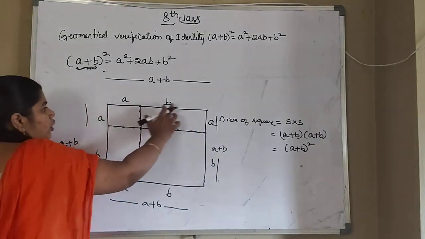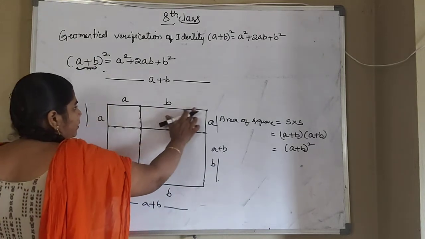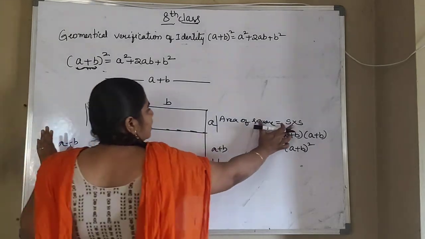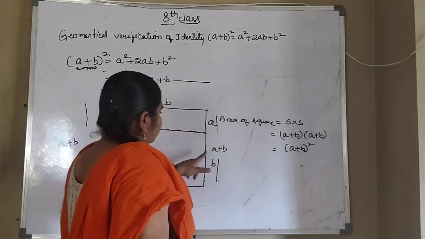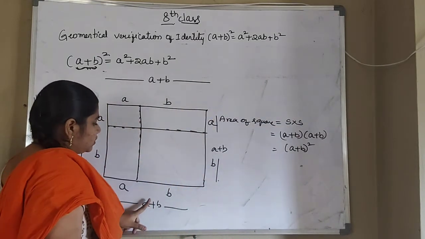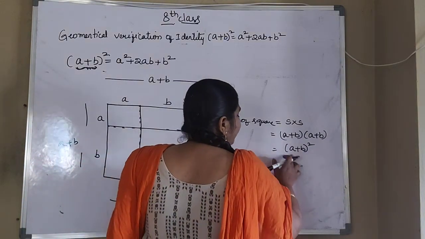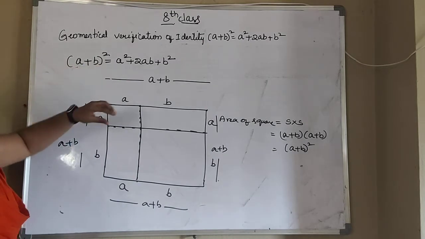So what is the area of this square? I am not talking about the inside one, I am talking about the outside one. The area of a square formula is side into side. The side value is a plus b, and here also the side value is a plus b. So (a plus b) into (a plus b) will be (a plus b) whole square. So we got (a plus b) whole square now.